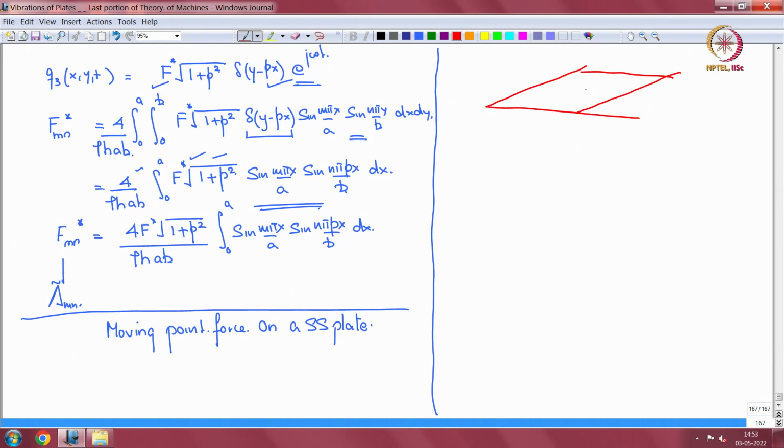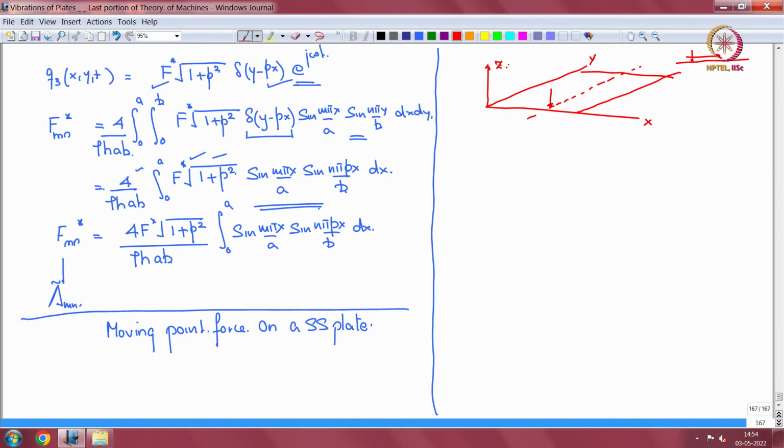And let us say we have a moving load. So we will keep it downward. Normally you do it on a bridge. You have a bridge and you have a truck moving. So that is the idea. Truck moves on the bridge. So let me keep it downward. This is my x, this is my y, this is my z.